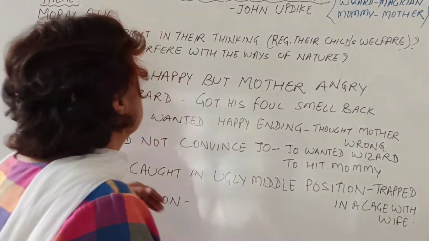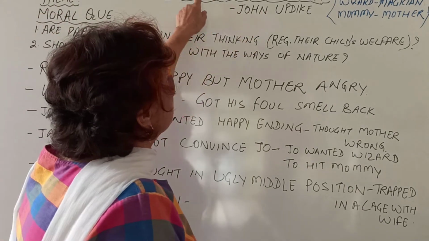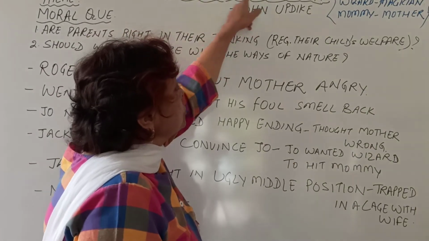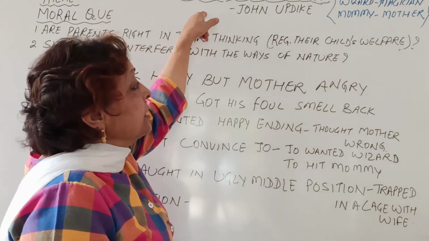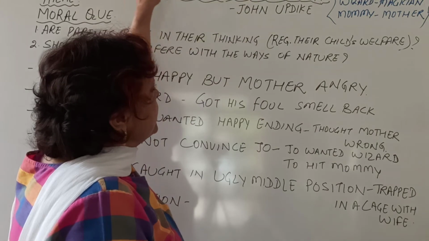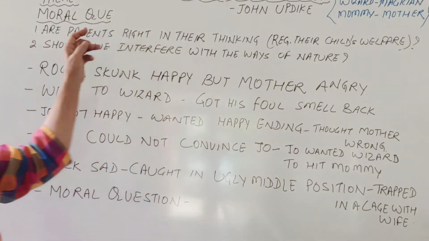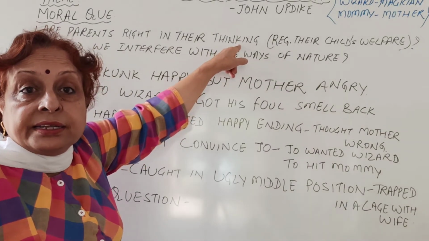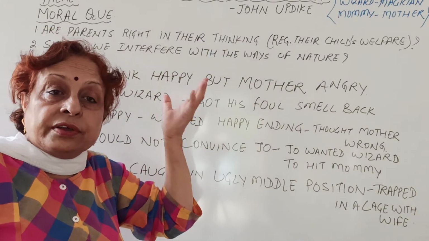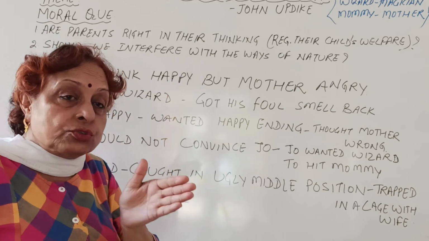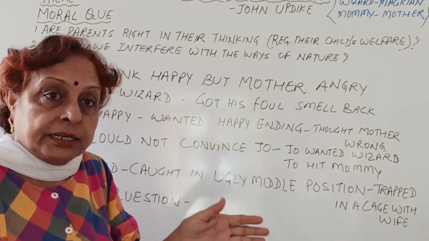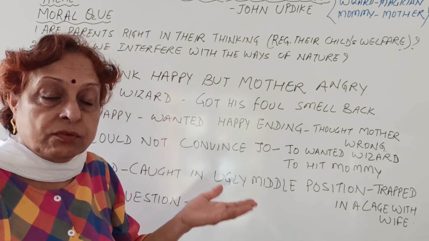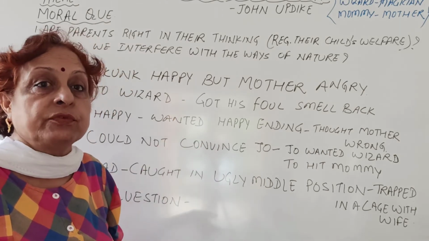So now the title of the story, Should Wizard Hit Mommy? That means, was the wizard right? Should he hit mommy because Jo wants him to hit mommy? Is the mother right? Or is the child right? Now the question is, are parents right in their thinking regarding their children? They always think for the welfare of their children. So Jack wants to convey that the parents are right, that the mother was right because she knows the world, she has experienced the world, she knows what is good and what is bad for her child.